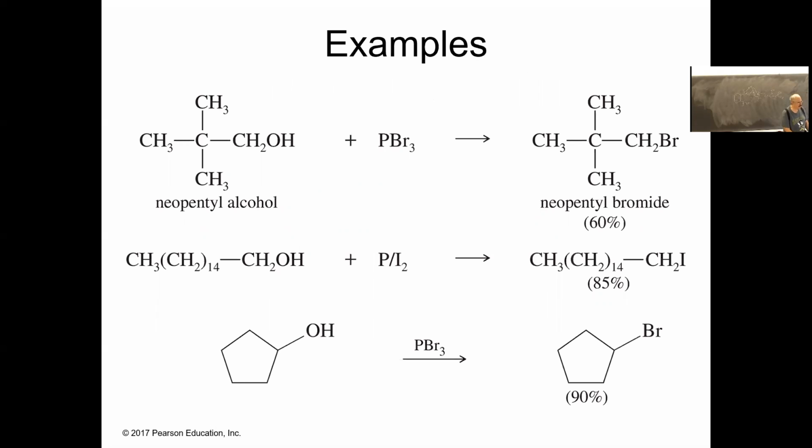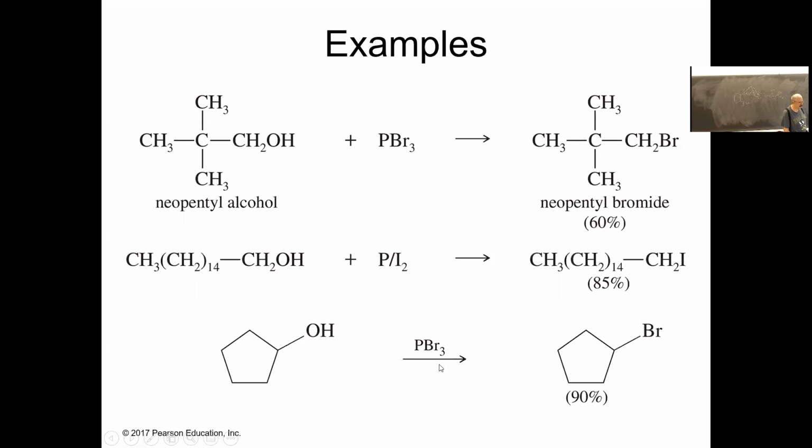So here we have neopentyl alcohol, and we can convert that to the corresponding bromide in 60% yield. This reaction wouldn't work very well at all with HCl or HBr because, of course, we would have a methyl shift. With phosphorus and iodine, we can convert this alcohol to the corresponding iodide in good yield.